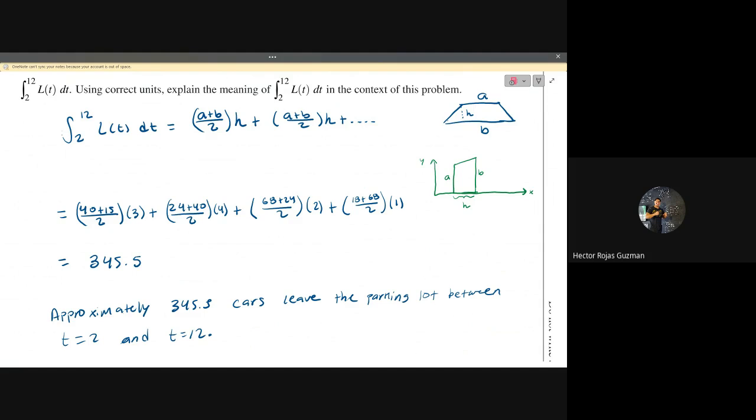That's your answer. You get 2 points for this question. You get 1 point for the trapezoidal approximation or the setup, and you're going to get 1 point for your answer.